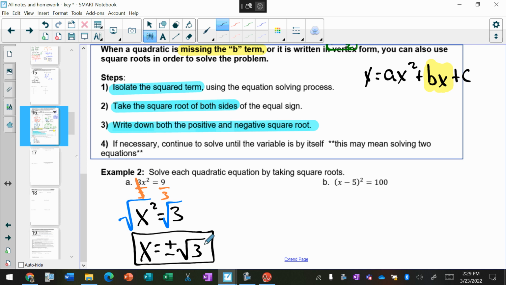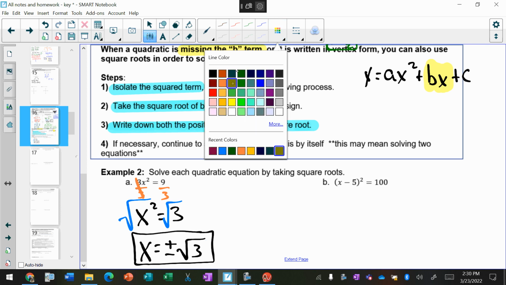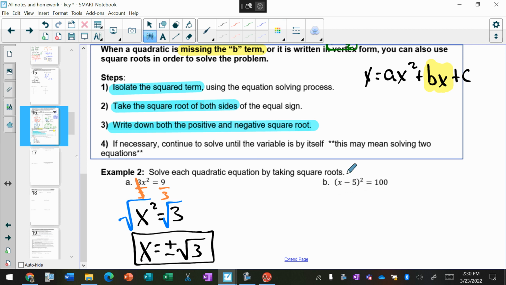Our example B here is very special because instead of an individual x squared, we have the whole quantity x minus 5, the whole thing squared. So because what's squared is already isolated, we can jump straight to taking the square root of both sides. The square root of the whole parentheses x minus 5, the square root of that whole thing gets rid of the exponent of 2, leaving us with just the x minus 5. On the other side of the equal sign, the square root of 100 is just 10.